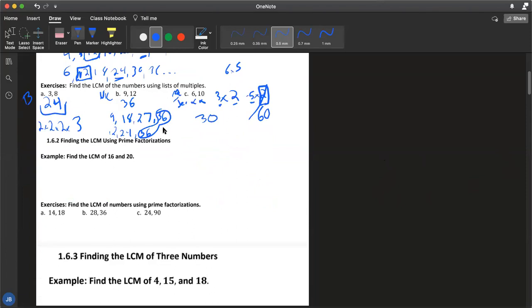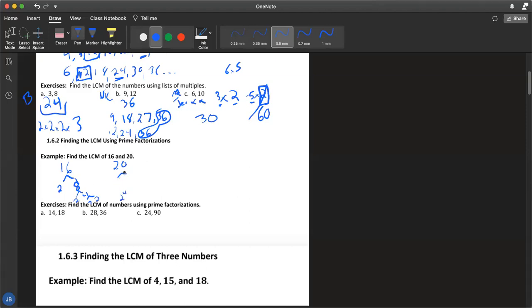Okay. All right. So I did the prime factorization. Perfect. So that's what we're going to do for 16 and 20. So 16 equals 2 times 2 times 2 times 2. Okay. So we got 2, and then we had 8. And then 2 and 4, and 2 and 2. So we got 2 to the 4th.